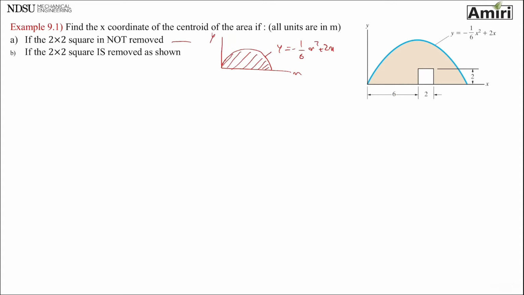X bar is going to be the integral of x tilde dA over the integral of dA. Three things I have to find: x tilde, dA, and the bounds of the integral. Okay, let's see. X tilde, so I need an area element. First thing I need to do.